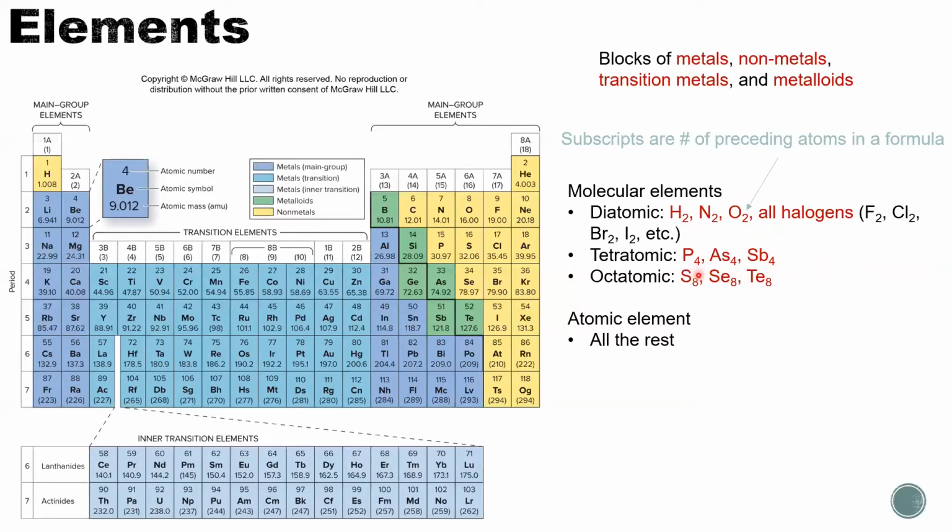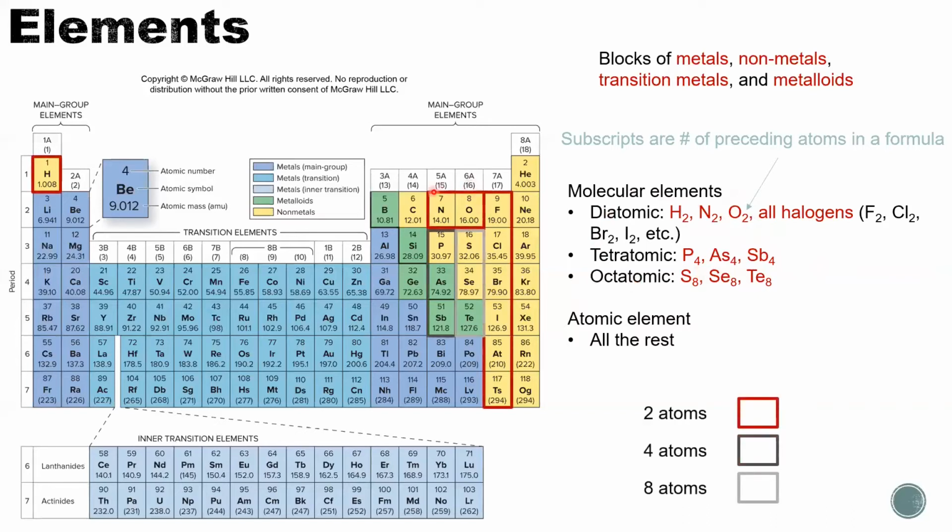If you look at these molecular elements in the periodic table, they are actually in the nonmetal or metalloid regions. I marked them with different colored boxes, so it's easier for you to remember. Besides these molecular elements, all the rest are atomic elements. So you only need to remember the top part.